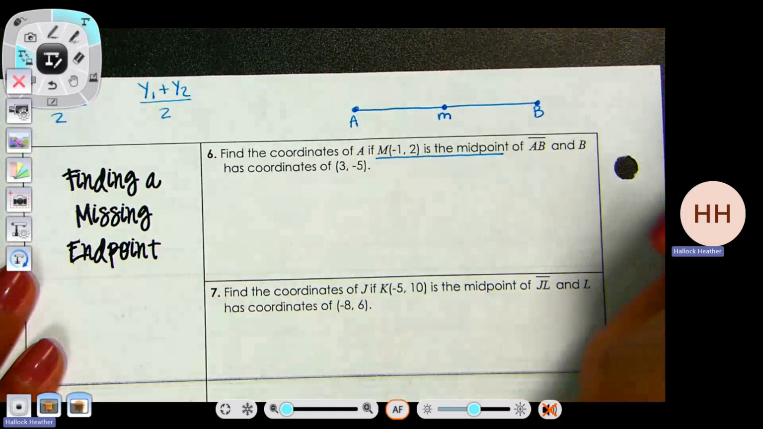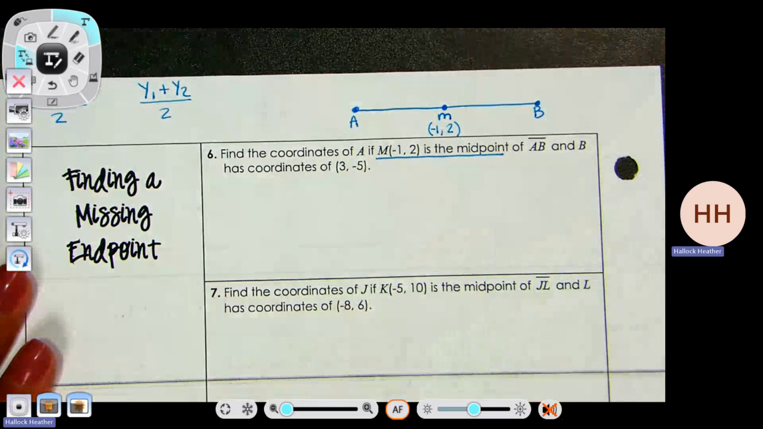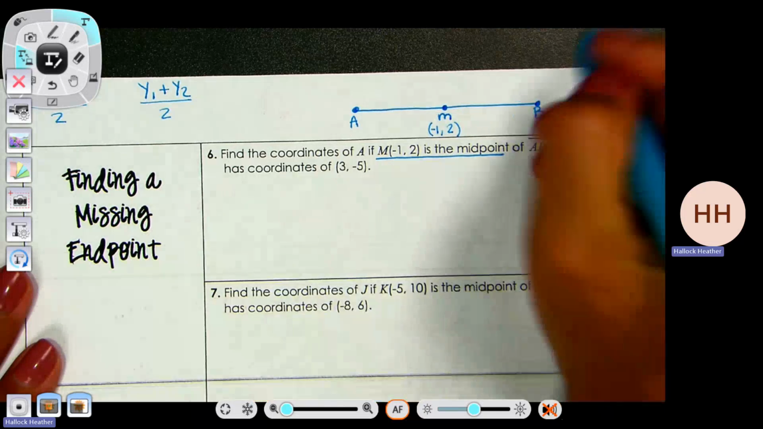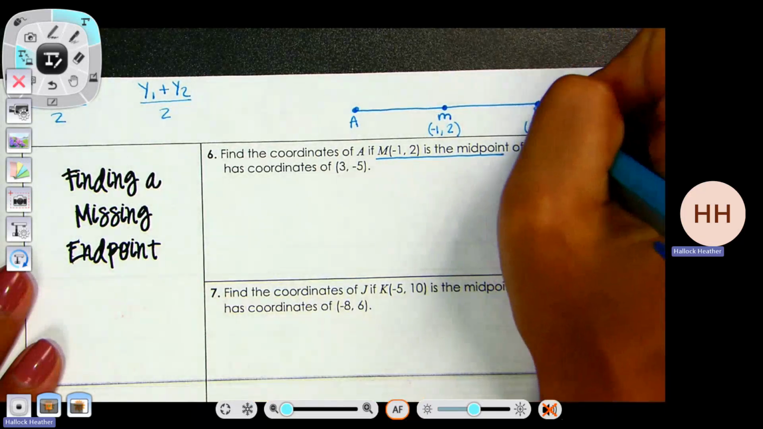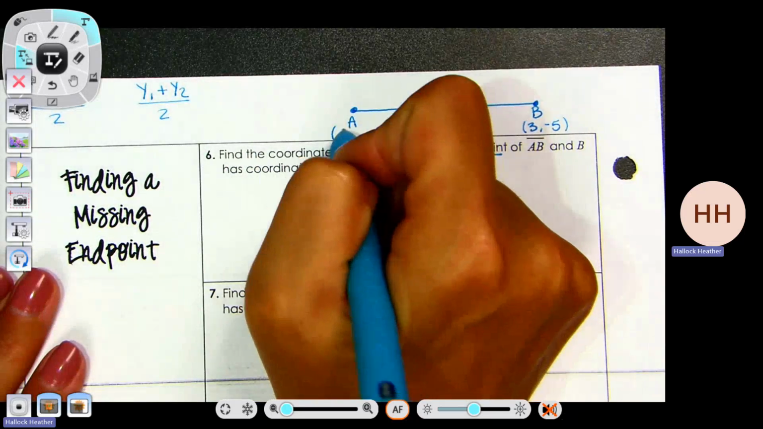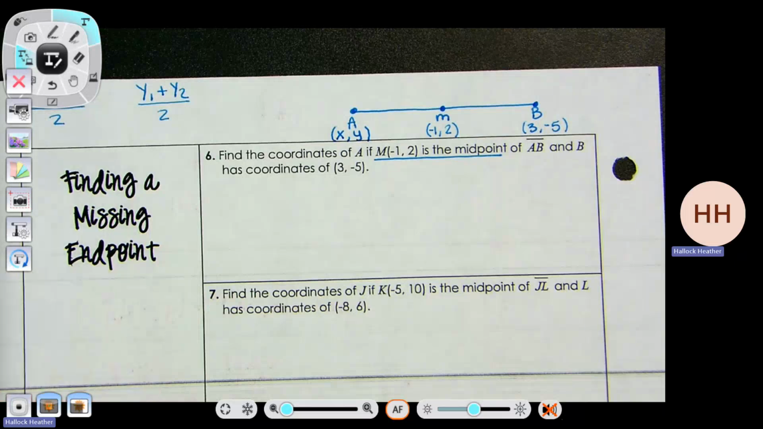So I'm going to put M right in the middle. And I'm going to put my coordinate point right there. I'm going to say this is -1, 2. And then I know one other coordinate point. I know B has coordinates 3, -5. So I'm going to say 3, -5. Now, the idea is I'm trying to find this coordinate over here. I'm just going to call it X and Y because it's going to have an X value and a Y value.